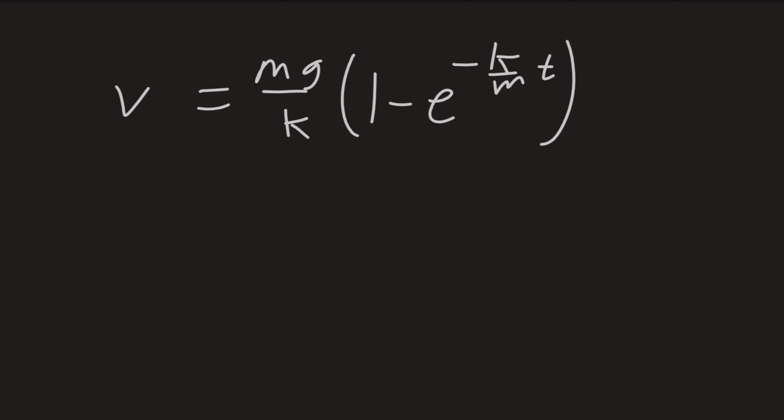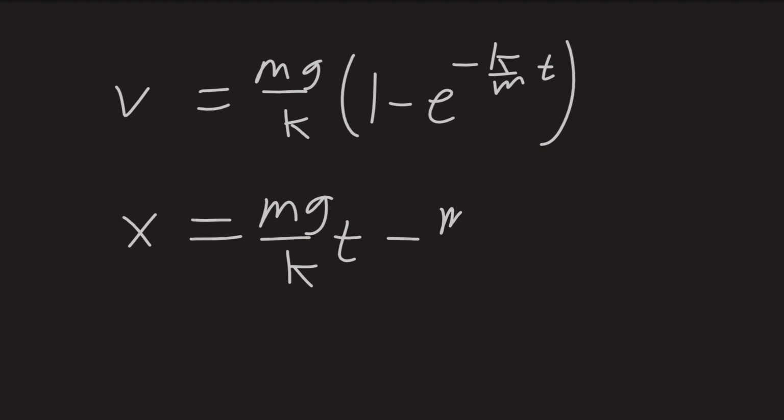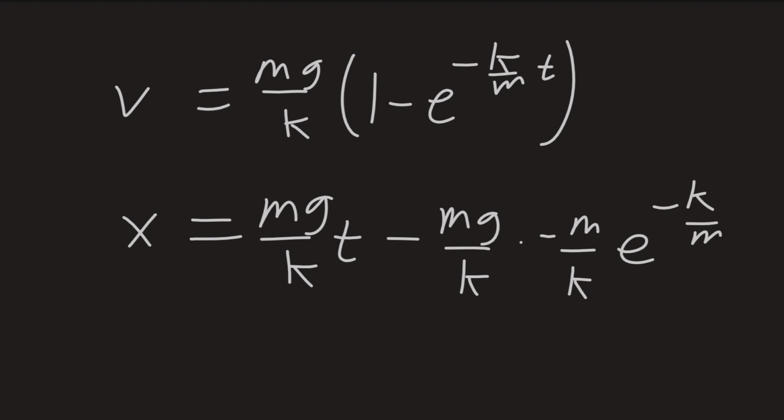So what we have here, we need to integrate this one more time. So this means that our x is just equal to mg over k times t, times t. I'm just going to distribute this minus m over g. So minus m g over k, and then times negative m over k, e to the minus k over m t. That way when you differentiate it, you get what you started with.